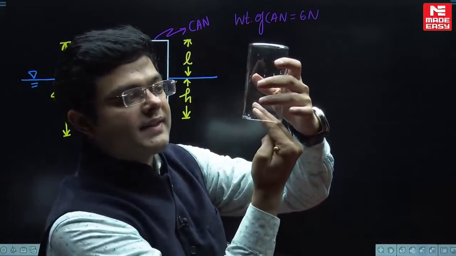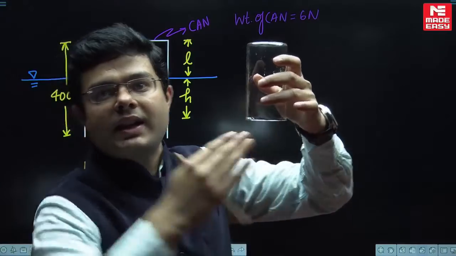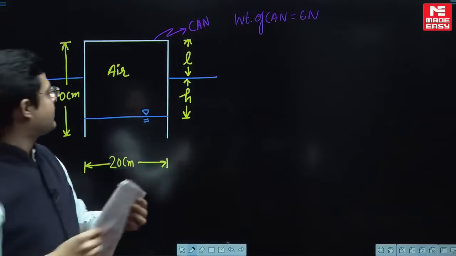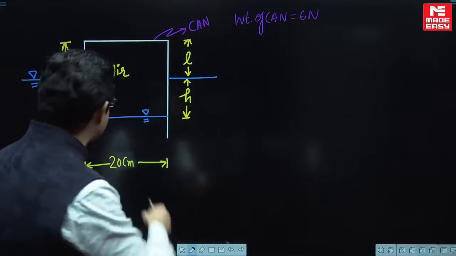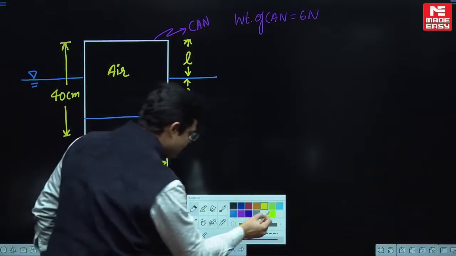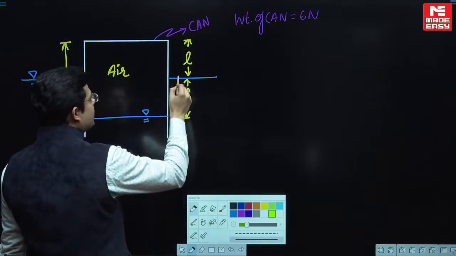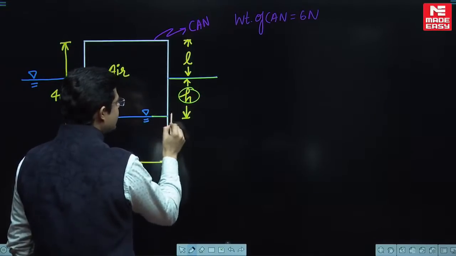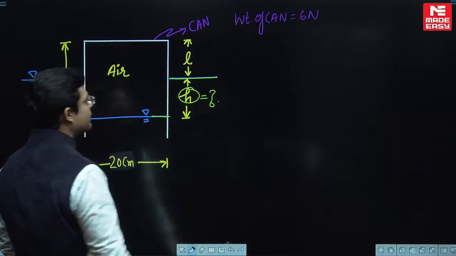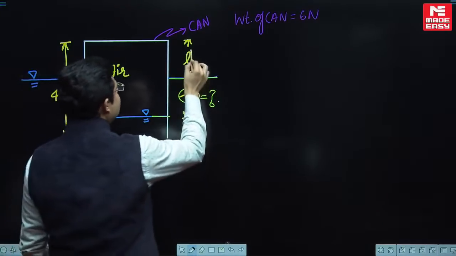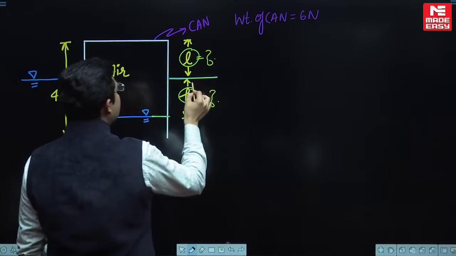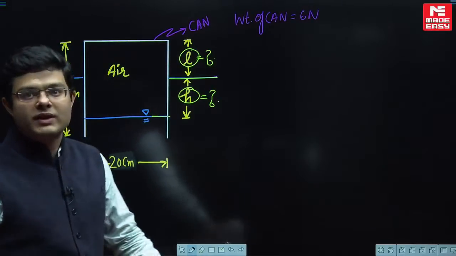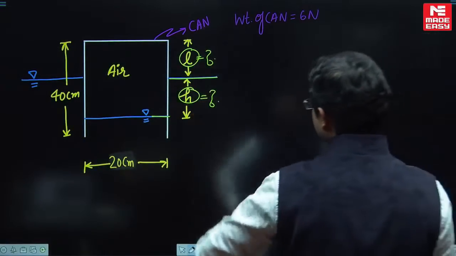Inside the can the liquid level will be somewhere here, outside the can the liquid level will be somewhere here. Try to understand this beautiful problem. He is asking you to find the difference in the level outside the can and inside the can, the value of H, and also the value of L, the distance between the top of the can and the liquid surface outside the can when the air is compressed.